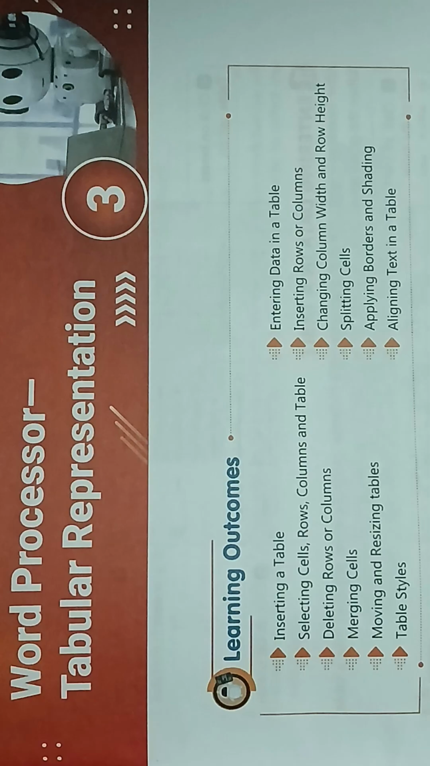After this, we understood how we can add and delete the rows in our table, how we can add and delete columns in our table. After deleting or inserting the rows and columns, we can format our table with the help of changing column width and row height of the table.